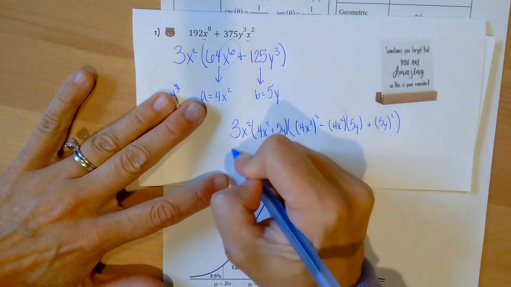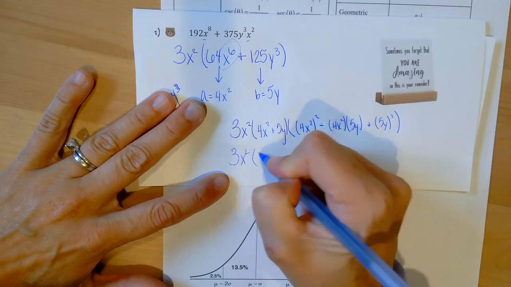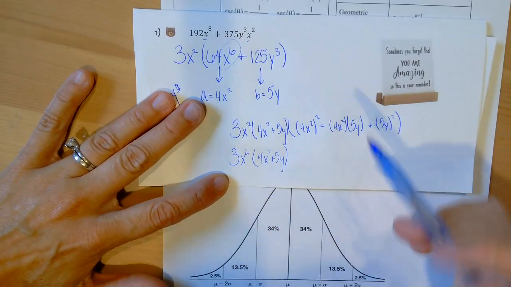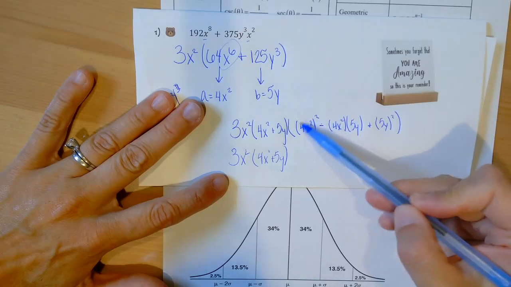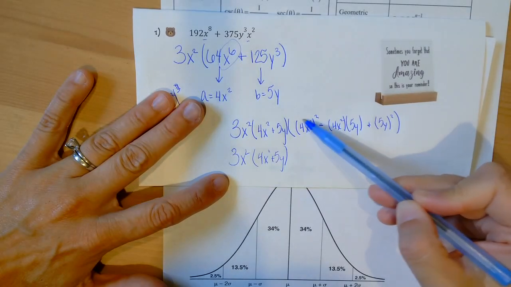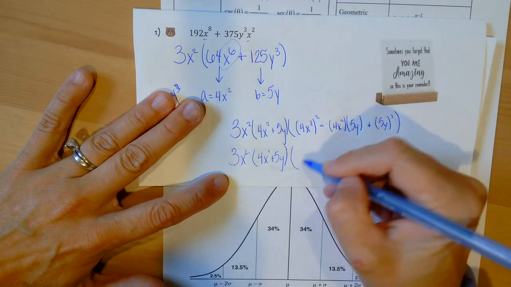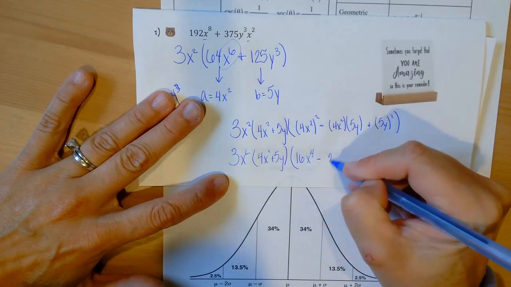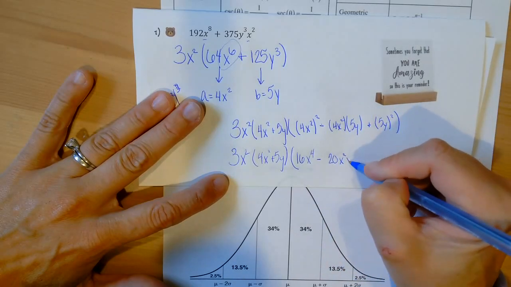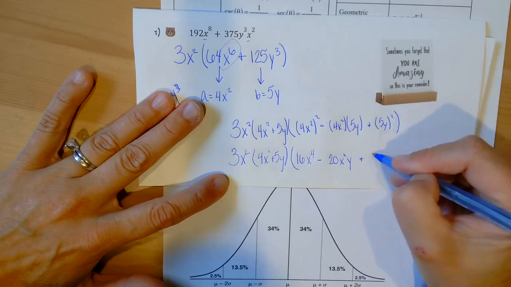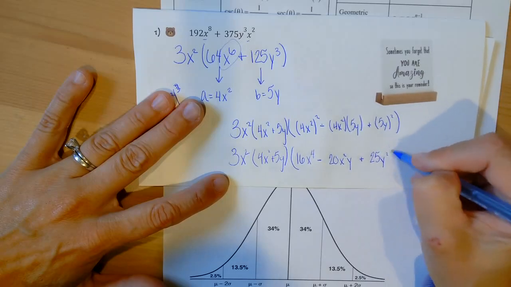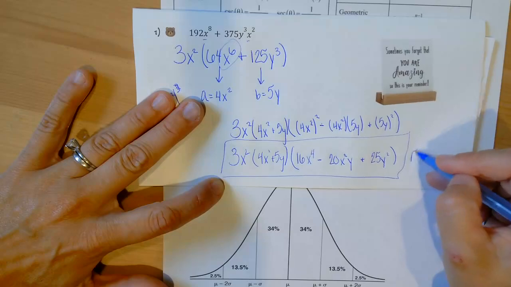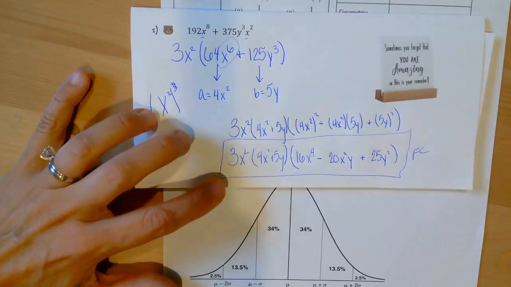All right, let's be really careful on this cleanup. So I have 3x squared. I have 4x squared plus 5y. Okay, now remember, I'm squaring everything inside here. So I'm either multiplying it by itself or squaring everybody. So I'm going to get 16x to the 4th minus 20x squared y plus, if I square this, 25y squared. And I would say I am factored completely.